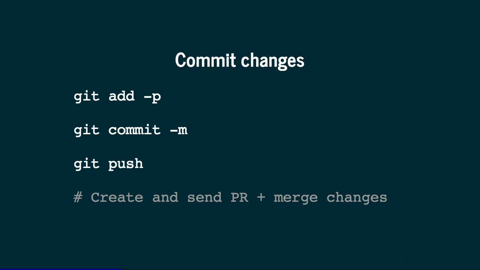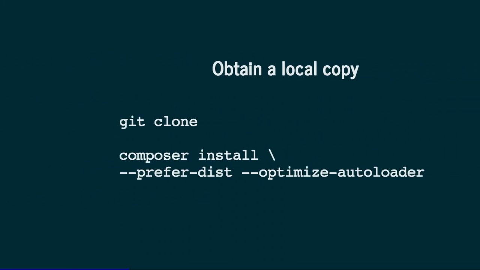Just add all your changes. Use git add -p, because you want to see what you are committing. Then commit with your message, and then you push your branch, right? From there, you can create a pull request, and someone will merge your changes. So you have your project.